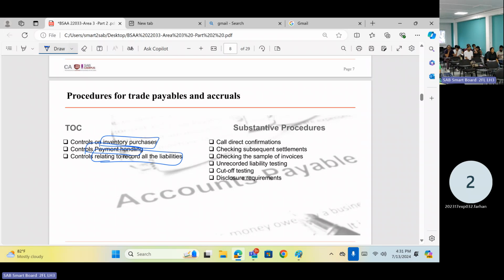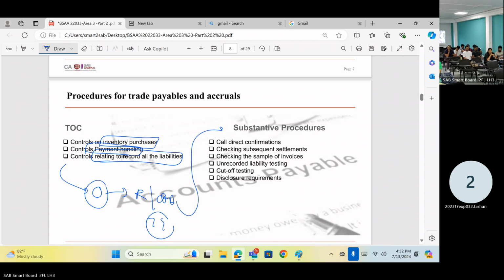And we are coming to the substantive procedures. So whatever the control result should be adjusted to the operating effectiveness result, adjusted to the CRA, and that will be adjusted to the substantive procedures. Then you are going to do substantive procedures.